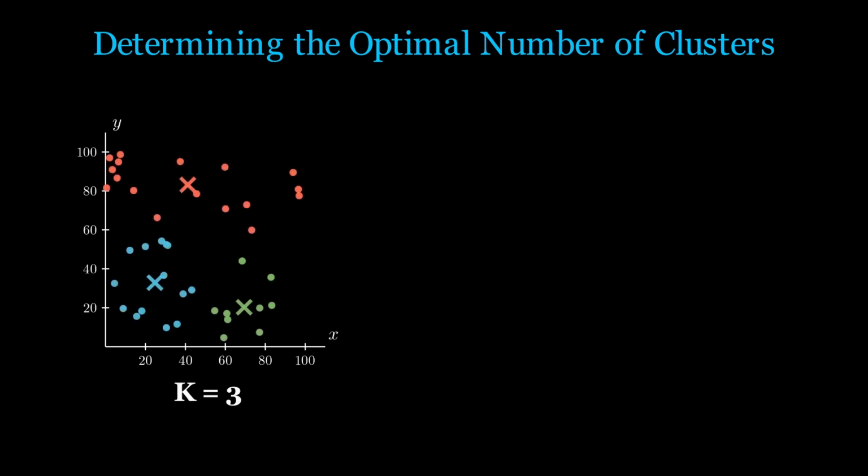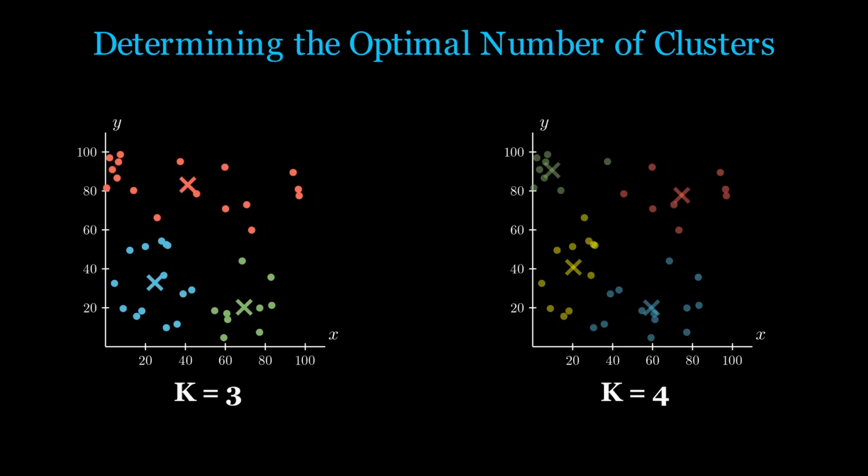Okay, so what do I mean by different initializations leading to different results? Let's look at the same 40 data points clustered with k equals 3 versus k equals 4. Even though both results are valid based on the K-means clustering algorithm, it's not immediately clear which one better represents the true structure of the data.